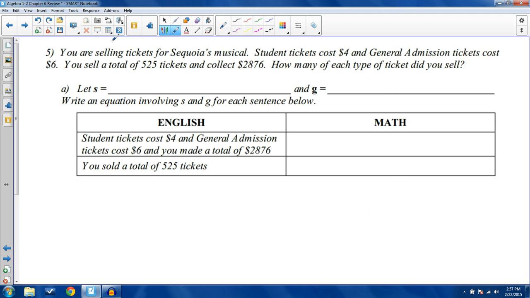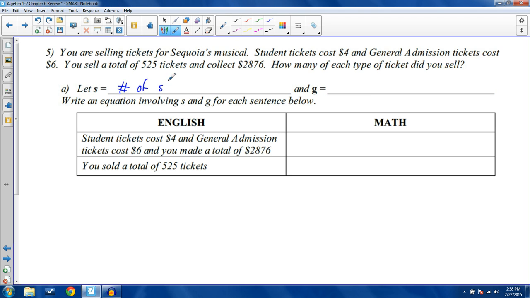Number 5, you are selling tickets for Sequoia's musical. Student tickets cost $4 and general admission tickets cost $6. You sell a total of 525 tickets and collect $2,876. How many of each type of ticket did you sell? I will let S equal, remember, how many of each type of ticket. We need to know how many student tickets and how many general admission.